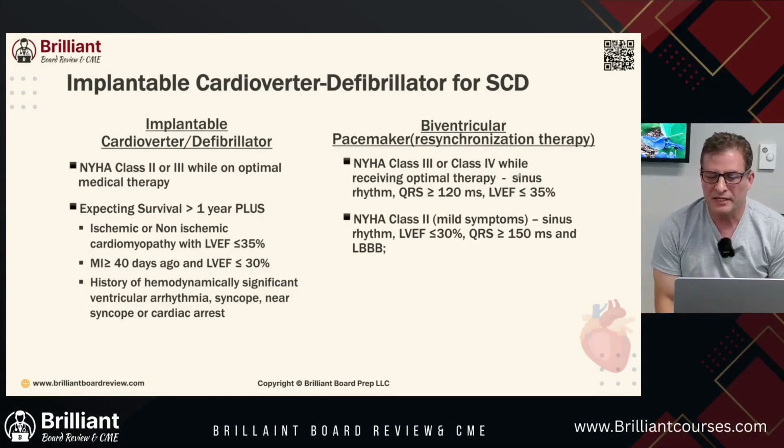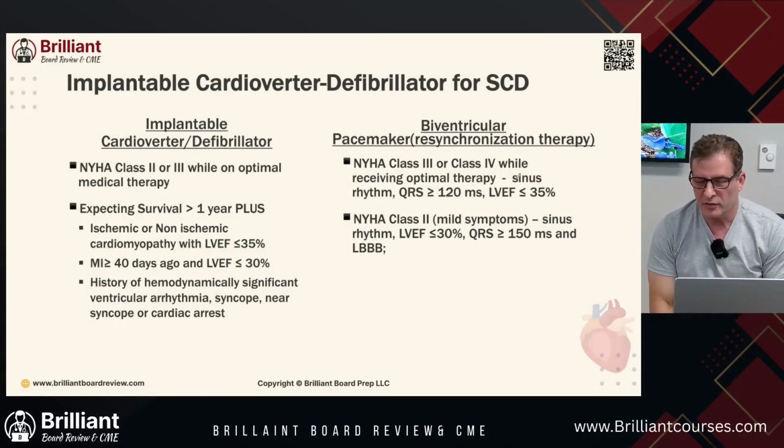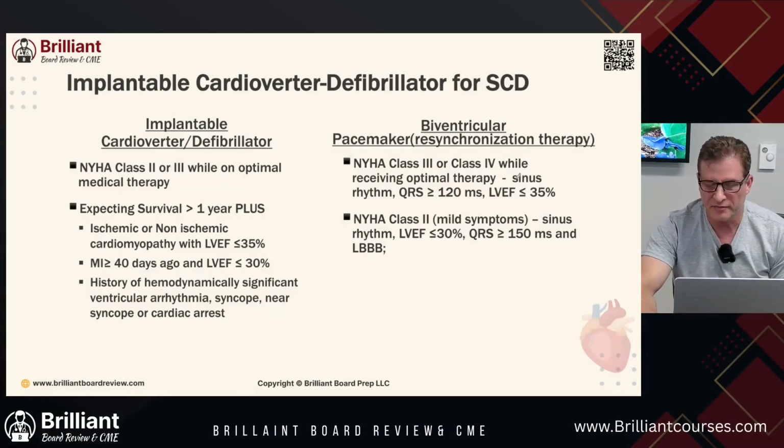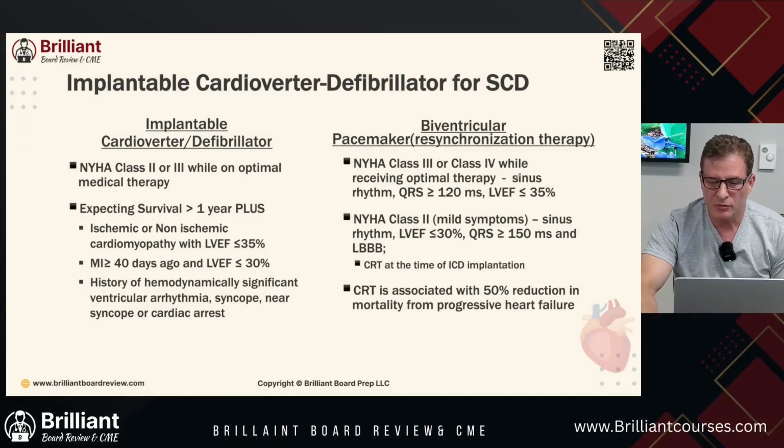If you have class 2 symptoms, mild symptoms, sinus rhythm with a left ventricle ejection fraction less than or equal to 30% and a QRS greater than or equal to 150 milliseconds with left bundle branch block. So CRT is associated with a 50% reduction in mortality from progressive heart failure.